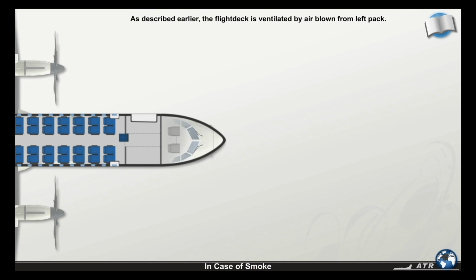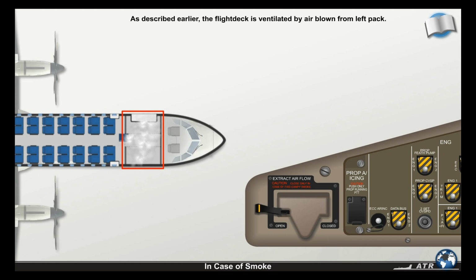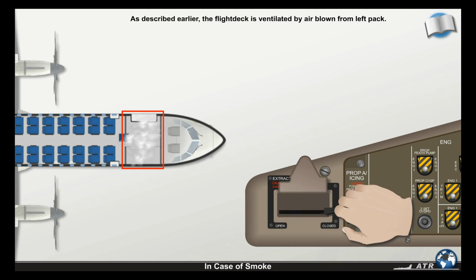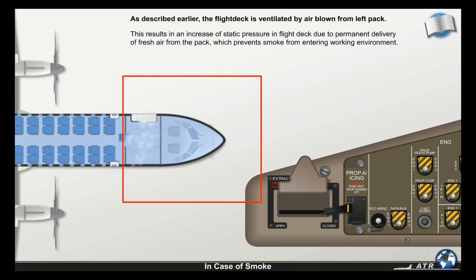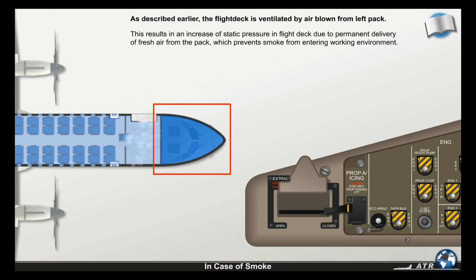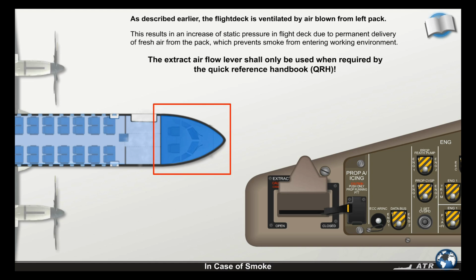As described earlier, the flight deck is ventilated by air blown from the left pack. In case of smoke in the forward cargo compartment, you can close the flight deck air extraction duct with a lever located on the right side maintenance panel. This results in an increase of static pressure in the flight deck due to the permanent delivery of fresh air from the pack, which prevents smoke from entering the working environment. The extract airflow lever shall only be used when required by the Quick Reference Handbook, QRH.